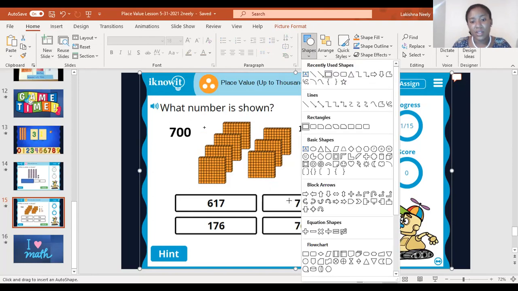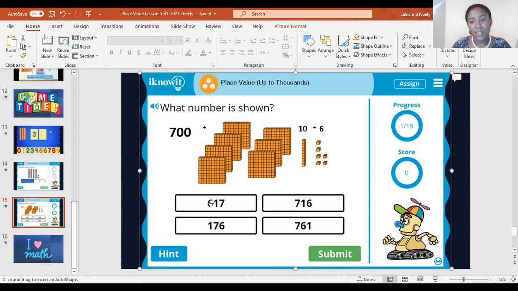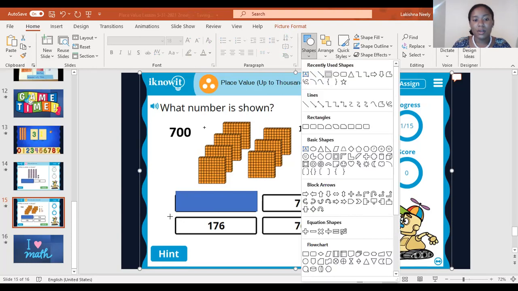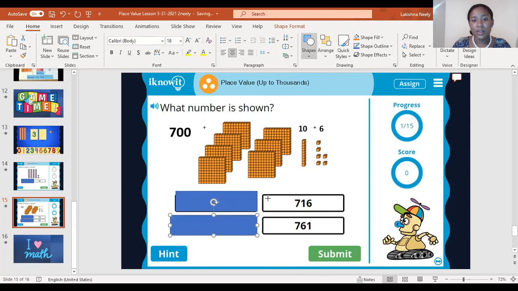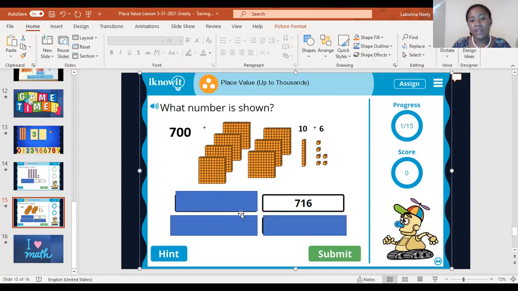Let's find the number 716. Is it this? No, that says 617. 761, 176, and 716. So we're going to cover all the incorrect answers so that we can see our correct answer. Wonderful. So we have 716 remaining, correct?